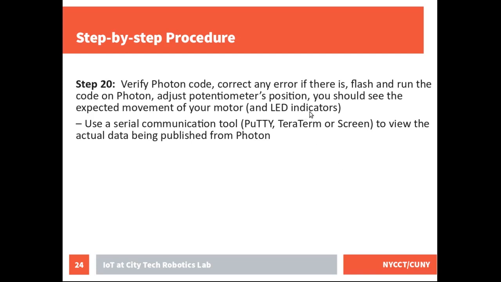Step 20. Verify Photon's code. Correct any error if there is. Flash and run the code on Photon. Adjust the potentiometer's position. You should see the expected movement of your motor and LED indicators if you have one.